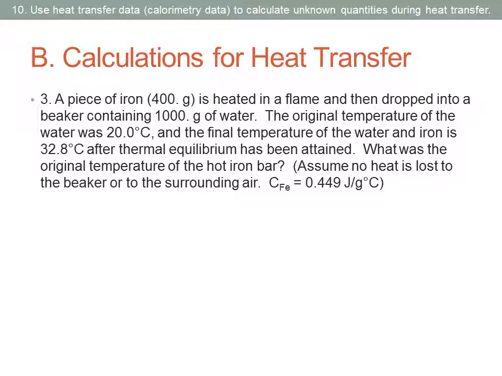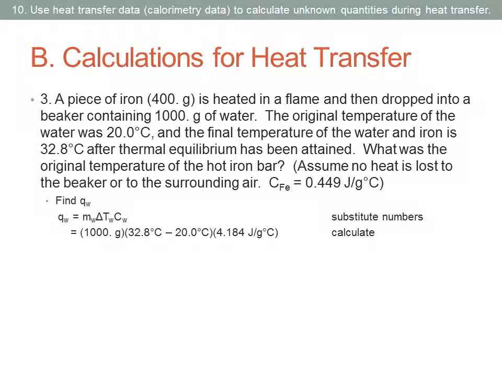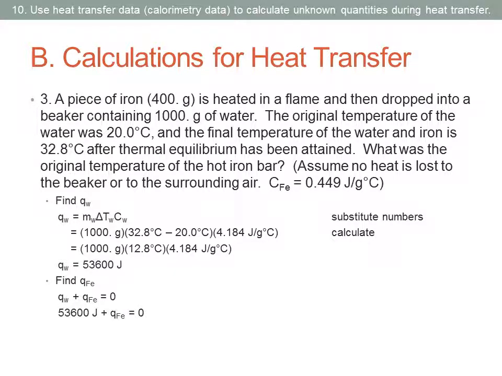And again, we're told to assume no heat is lost to the beaker or to the surrounding air, and we are given the specific heat of iron. You can see it here. So in this problem, because we know everything about the water, its mass, its change in temperature, and its specific heat, we're going to want to find the heat that's absorbed by the water. Just plugging in our values, 100 grams of water times the change in temperature times the specific heat. That gives us 53,600 joules for the heat absorbed by the water. Well, that tells us then that the iron released 53,600 joules of energy, so Q of Fe would be negative 53,600.